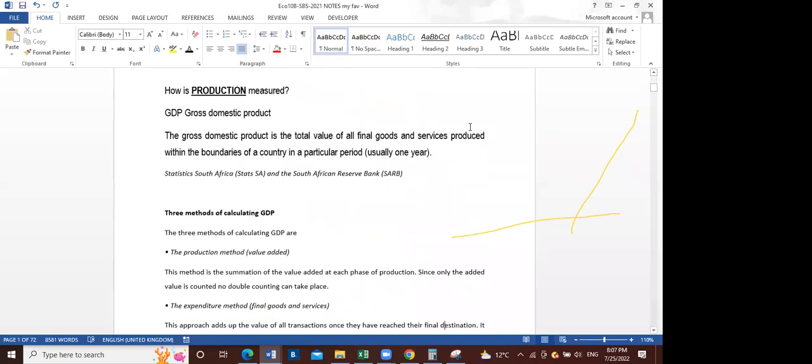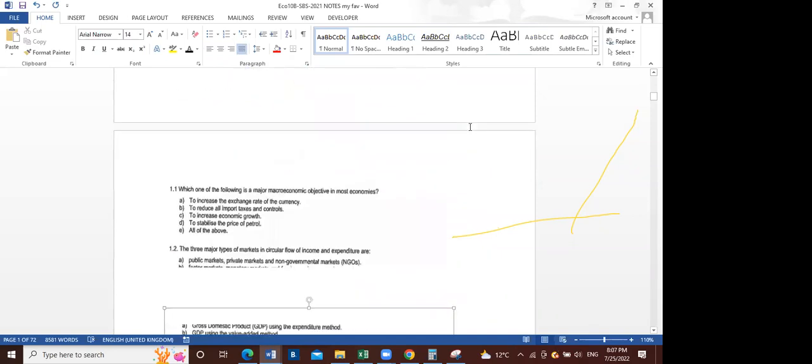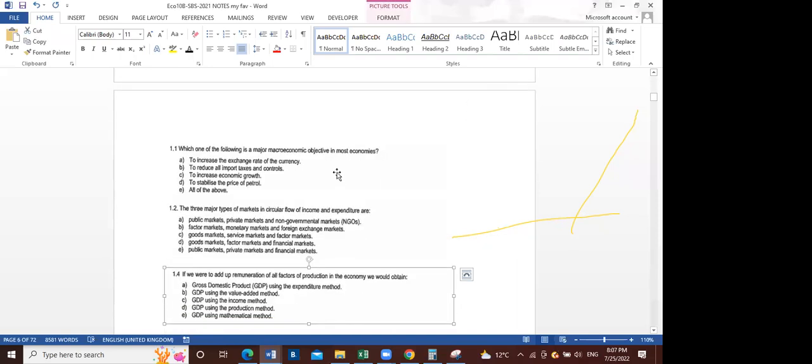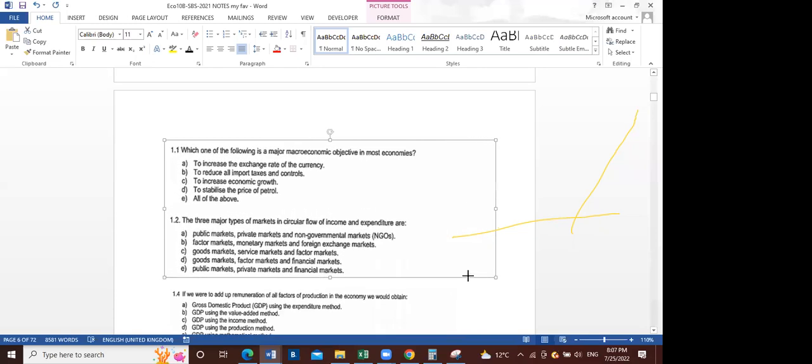All right, so since you do not have any questions, I have questions for you, which we can look at before we close. These are just general multiple-choice questions that are usually asked within the exam type scenario. They are basically three. The first one is saying, which one of the following is a major macroeconomic objective in most economies? Then we have a list of options that we have there.